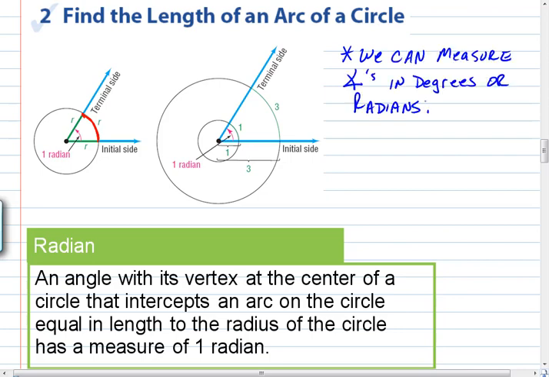Now, in a lot of applications that we do in physics and engineering and calculus, we would prefer the angle to be measured in radians, because a radian is a unitless measure. It's just a number. It's a ratio between the radius of the circle and the arc length that the angle cuts out. So we would prefer things to be measured in radians.